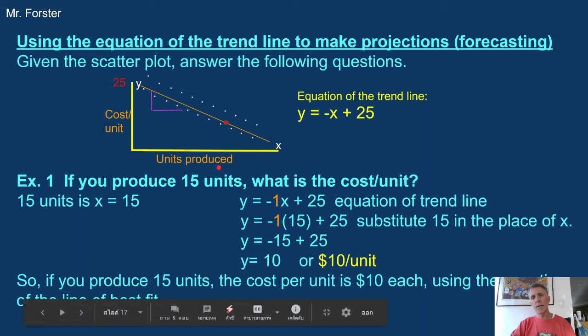And so 10 what? That's y equals 10. So that's cost per unit is 10. So if we produce 15 units over here, the cost per unit is 10. So that must be 15 comma 10. Oh, that's the point right there. So there it is. If you produce 15 units, the cost per unit is $10 each. And that's using our trend line.